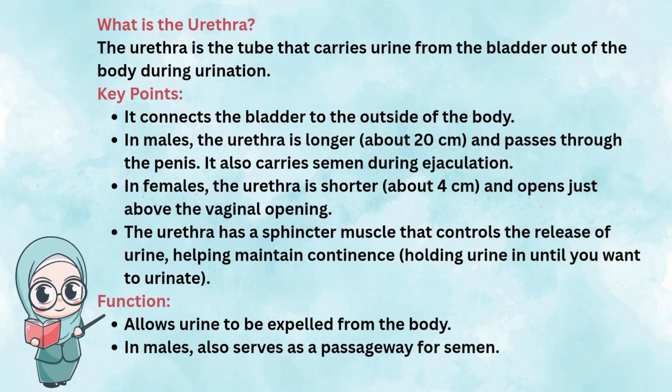What is the urethra? The urethra is the tube that carries urine from the bladder out of the body during urination. Key points. It connects the bladder to the outside of the body. In males, the urethra is longer, about 20 centimeters, and passes through the penis. It also carries semen during ejaculation. In females, the urethra is shorter, about 4 centimeters, and opens just above the vaginal opening. The urethra has a sphincter muscle that controls the release of urine, helping maintain continence, holding urine in until you want to urinate. Function. Allows urine to be expelled from the body. In males, also serves as a passageway for semen.